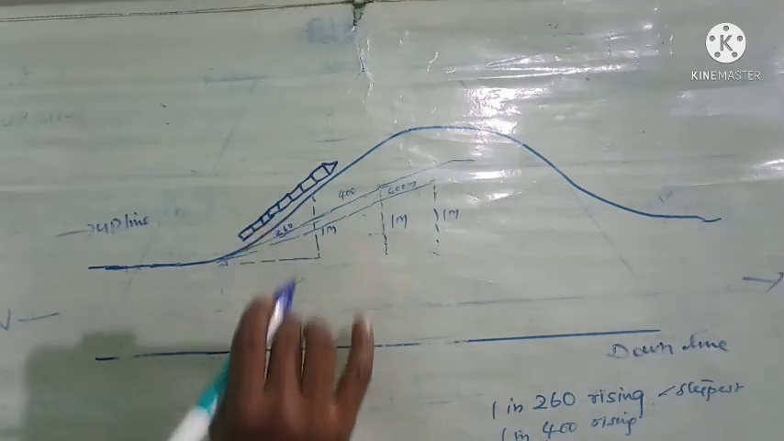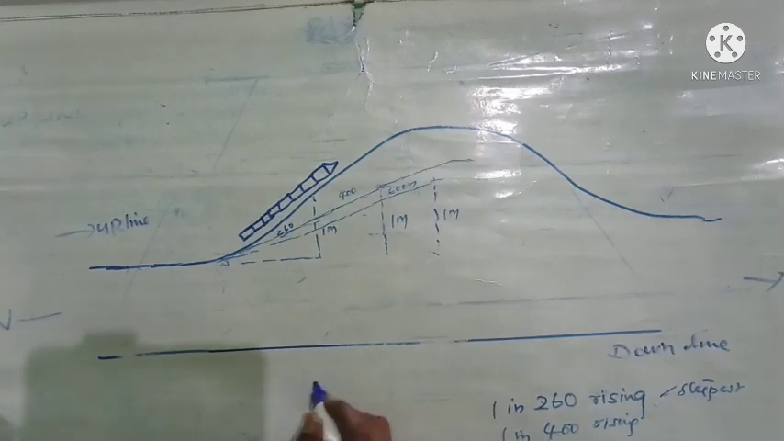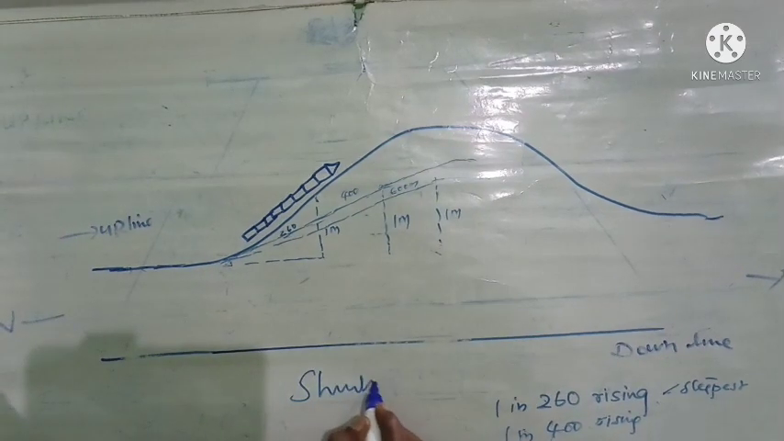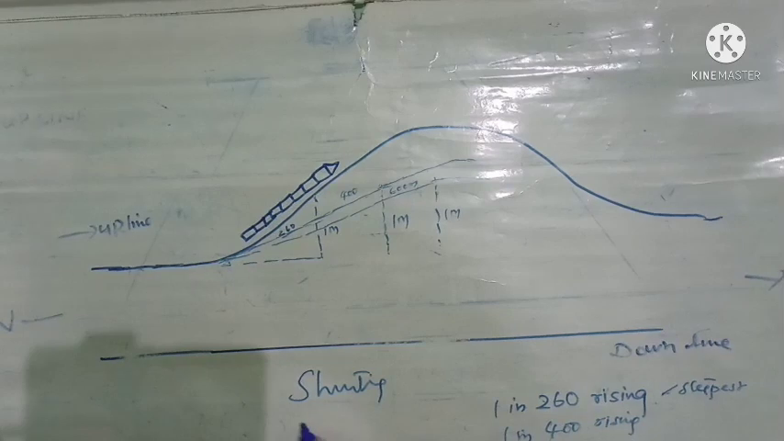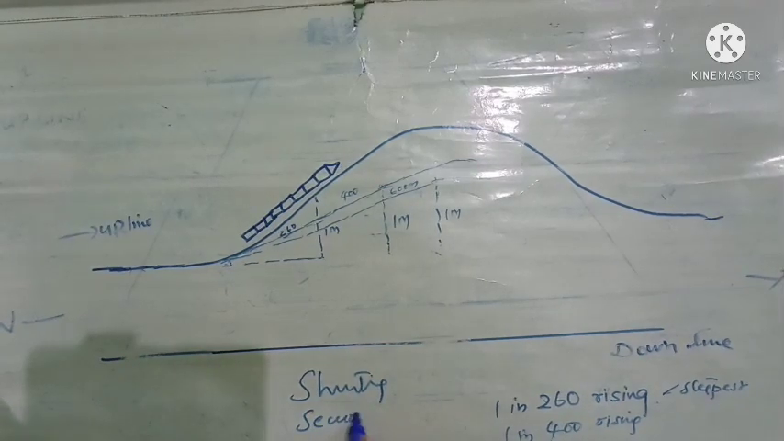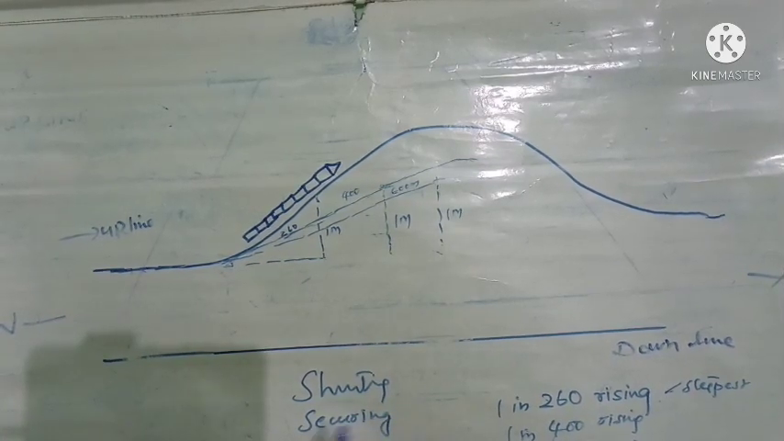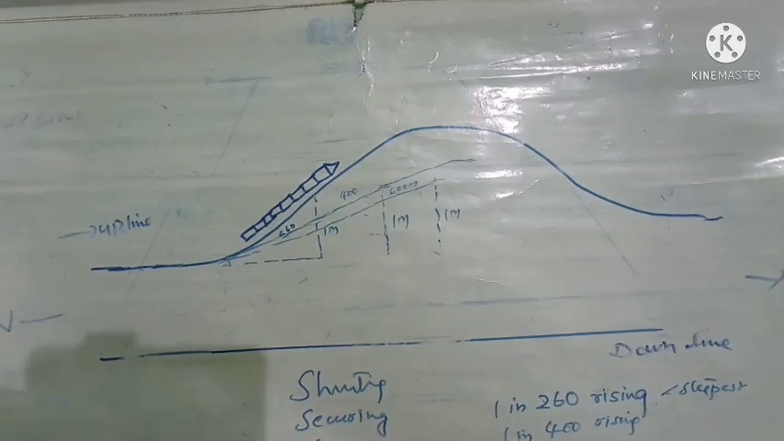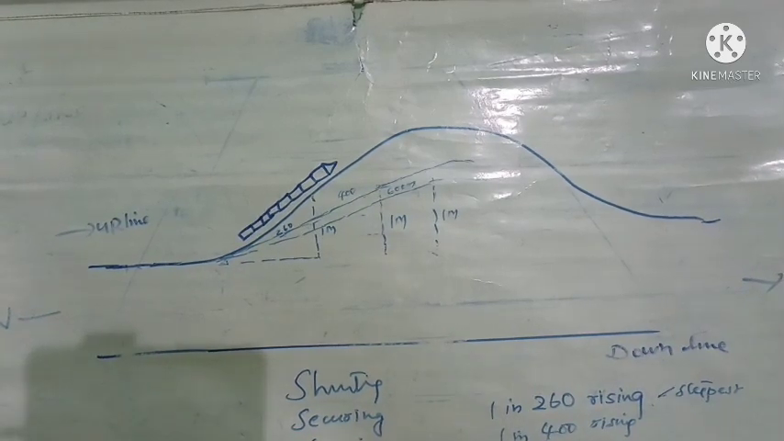These gradients play a very important role in three areas: in shunting operations, in securing of vehicles, and also in loading of goods wagons. Now we will see what is the problem with shunting.